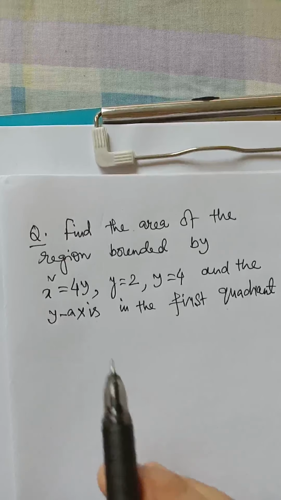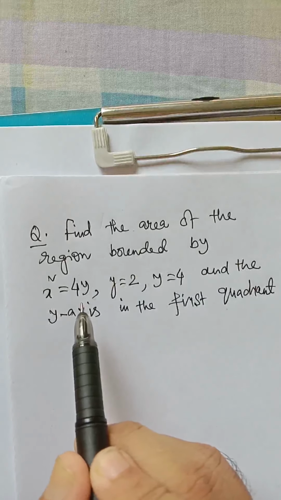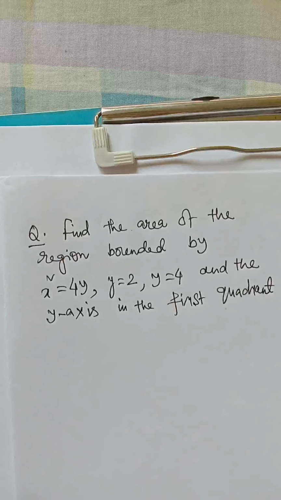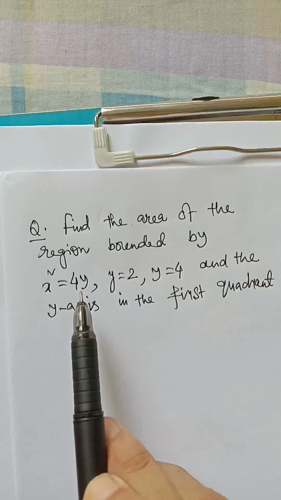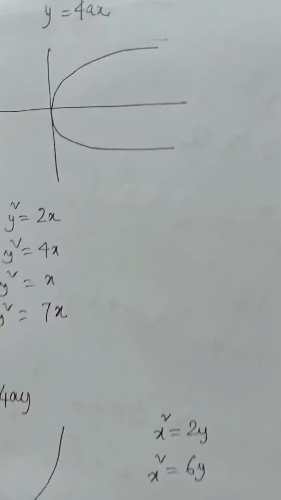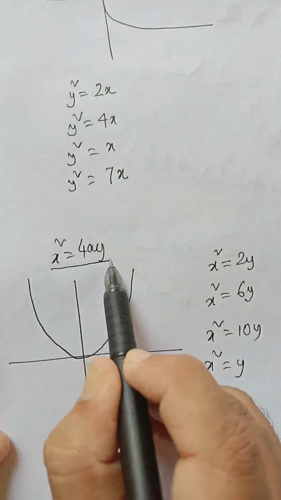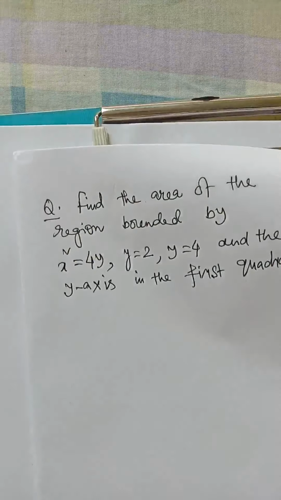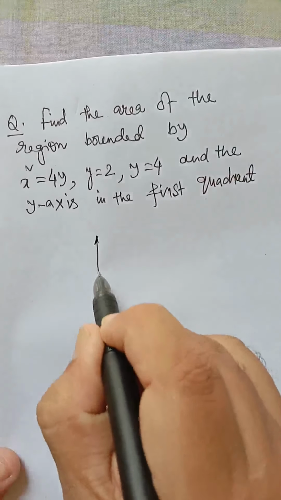Next question is to find the area of the region bounded by x square equal to 4y, y equal to 2, y equal to 4, and the y-axis in the first quadrant. Now we have to find the area bounded by x square equal to 4y. You have to draw a rough sketch of x square equal to 4y, and we know how to draw it. x square equal to 4y is of the form x square equal to 4ay, and its rough sketch is this. First of all we will draw the rough sketch of x square equal to 4y.